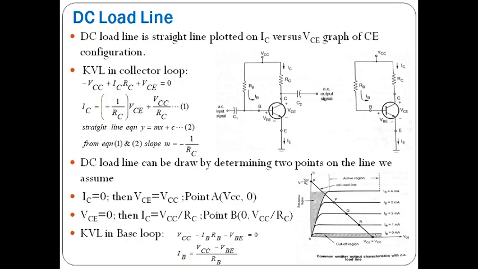Similarly, we can apply KVL in the base loop. So here VCC minus IB RB minus VB equals 0. So we can write IB equals VCC minus VB by RB.